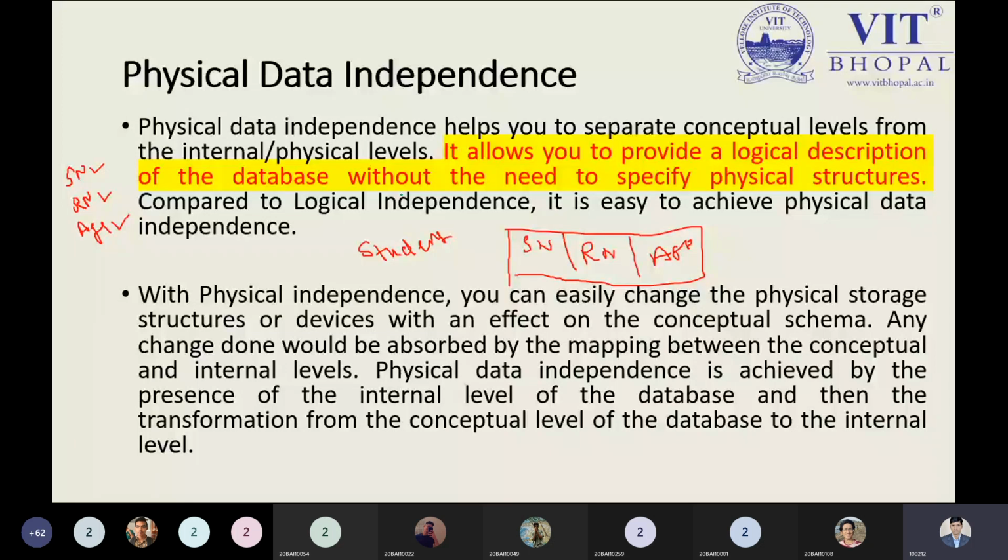Its definition is clear and crisp: it allows you to provide a logical description of the database without the need to specify the physical structure. Physical data independence is telling us that without changing anything in the physical data structure, if we change something in the logical description, our table will not be affected. I can take one more example for betterment.